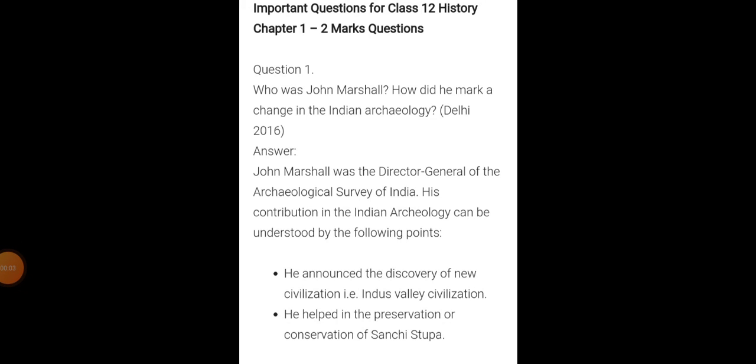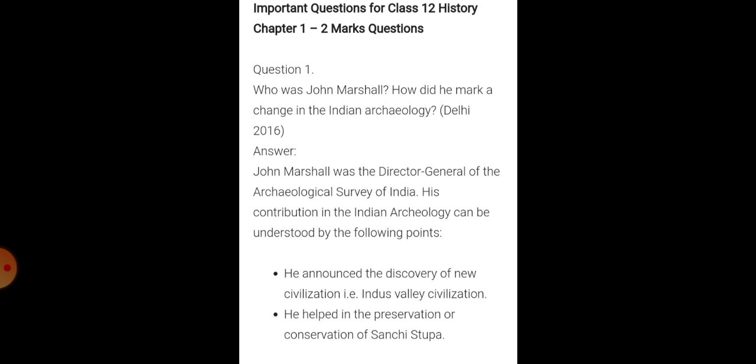Today we are going to discuss important questions of chapter first, that is Harappan Civilization. Question number one is, who was John Marshall and how did he mark the change in the Indian archaeology?